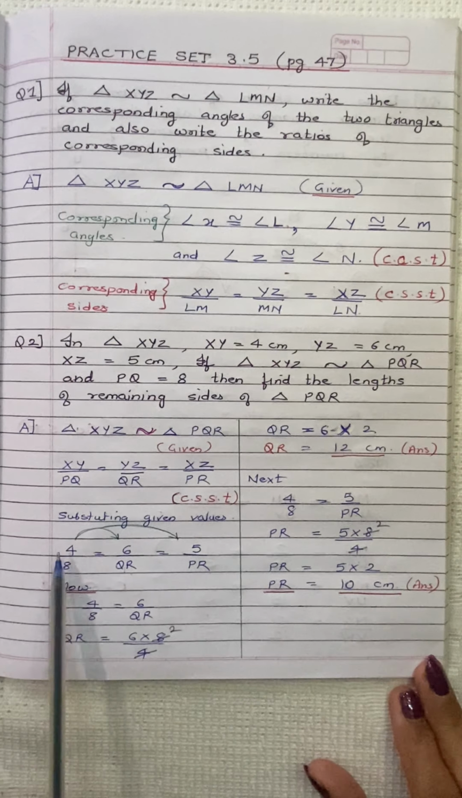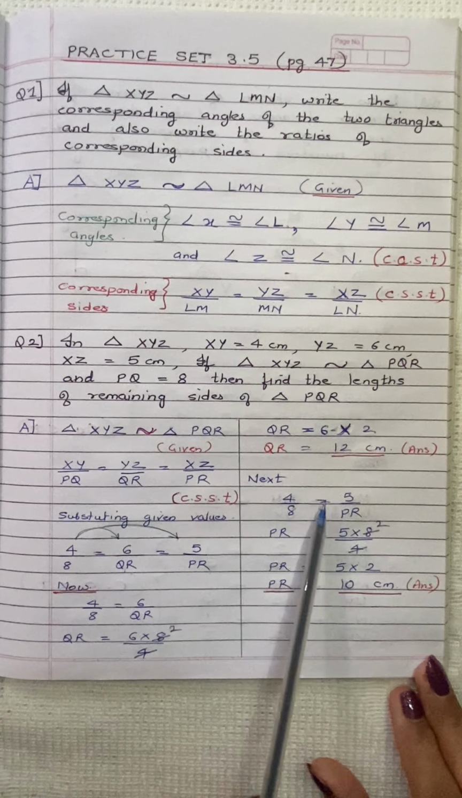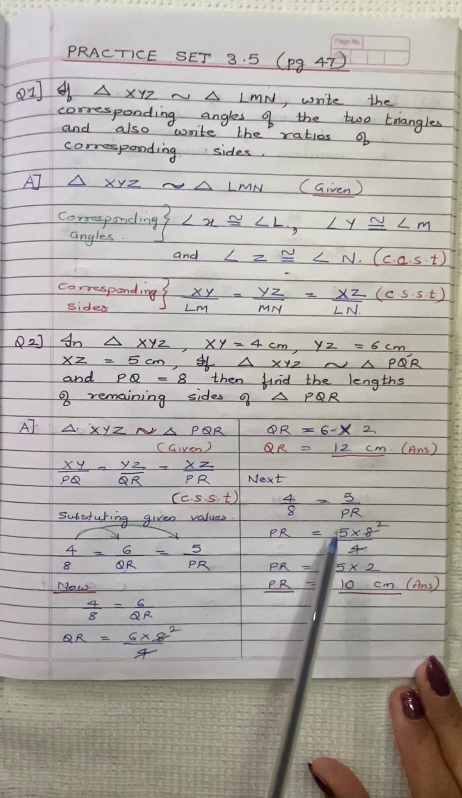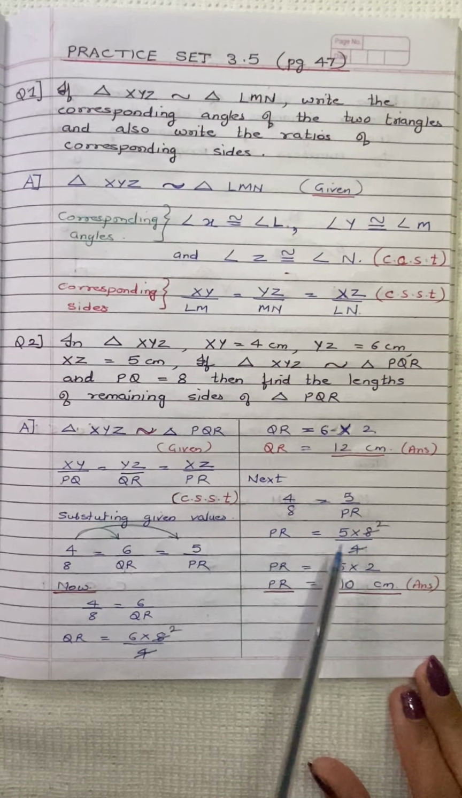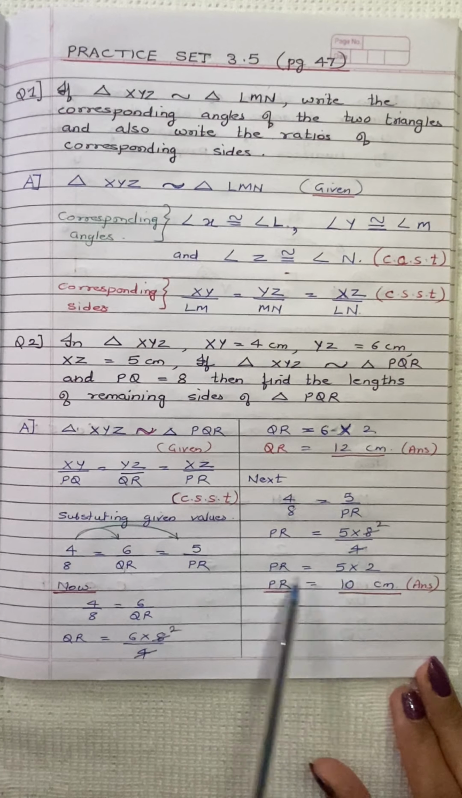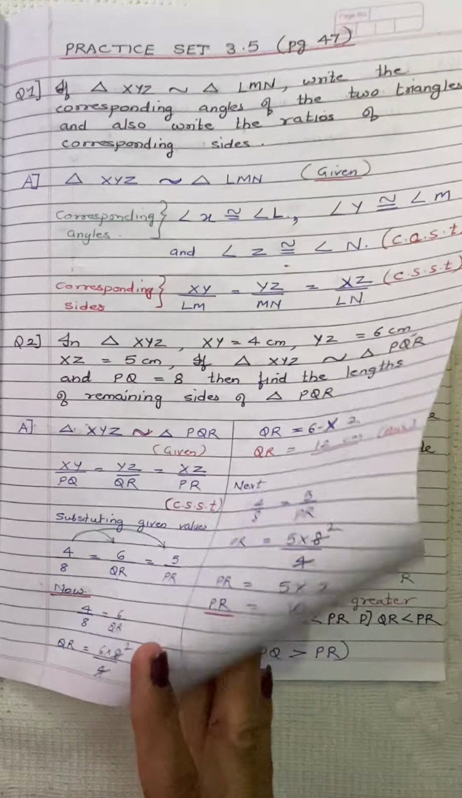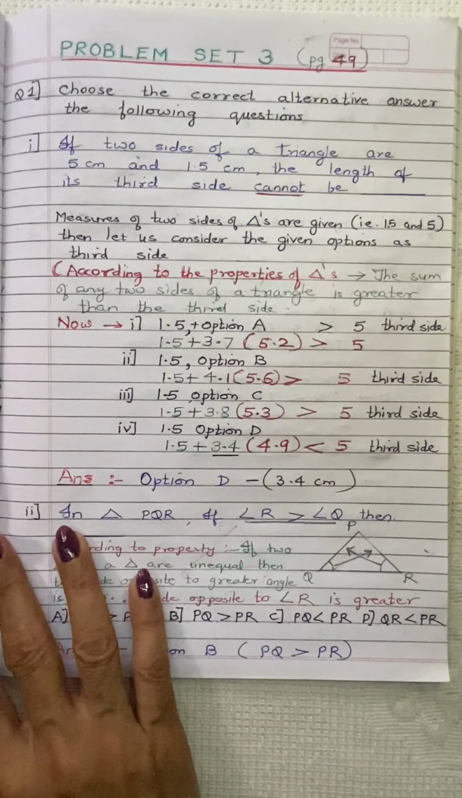Now we will compare 4 upon 8 with 5 upon PR. So 4 upon 8 is equal to 5 upon PR. So PR goes there, 4 comes down, and 8 is divided, the other side we multiply. 5 into 8 upon 4, 4 ones are 4 and 4 twos are 8, so PR is equal to 5 twos are 10 centimeter. Question 2 is over. Now let's start with question number 3.